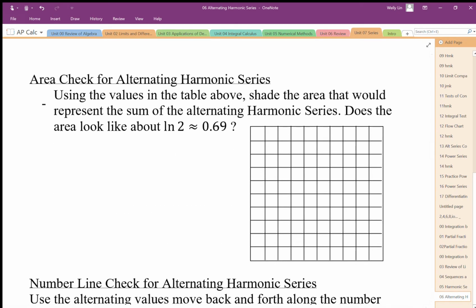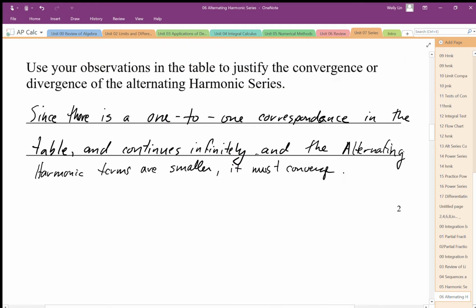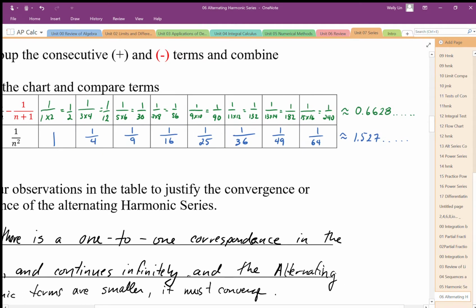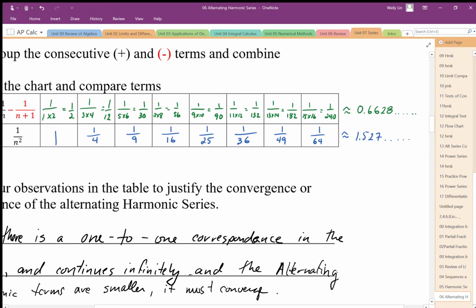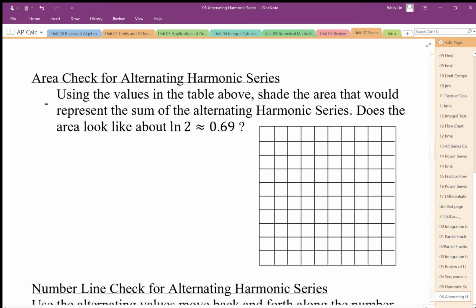So we know that the alternating harmonic series converges, but then the question becomes, well, what does it converge to? We can do some checks here and some estimates of how it converges just with some numbers. With our numbers, it looked like so far we had it converging to about 0.6628. So what is it getting closer and closer to?